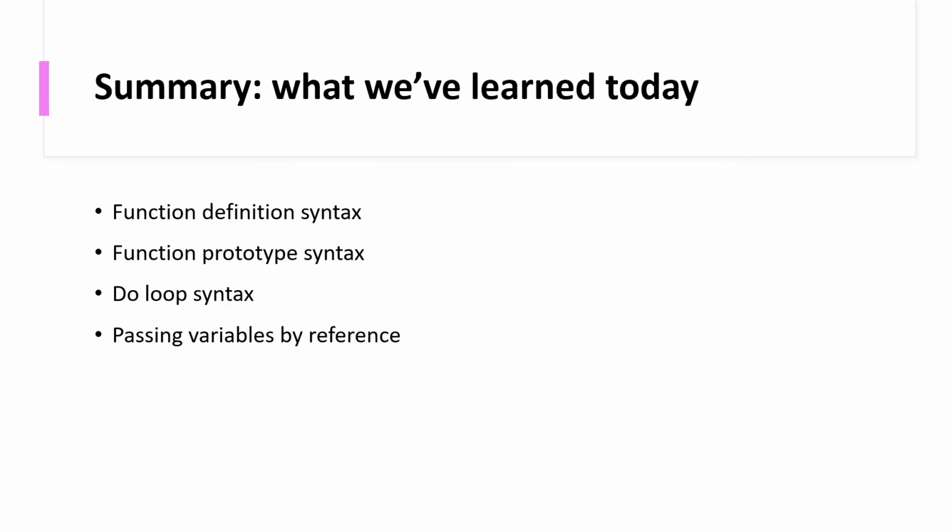Okay, so in summary, what we've learned today: we've learned function definition syntax in C++. We've learned the unique function prototype syntax in C++ that lets you prototype a function at the start of your program and then write the function later. We've learned do loop syntax that's very useful for menu-driven programs. And we've learned how to pass variables by reference so that changes made in the function will reflect back to the calling function.